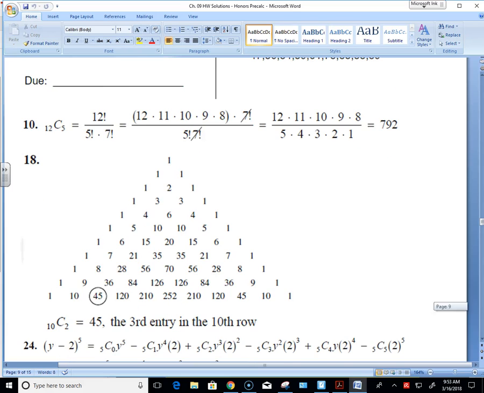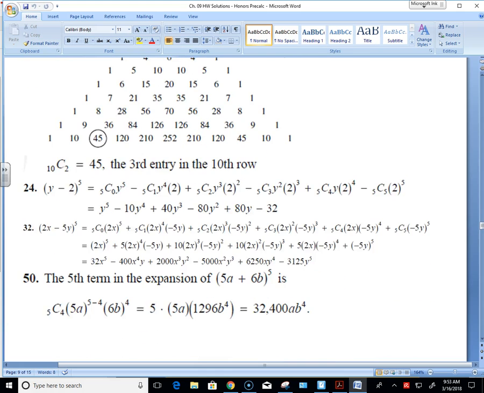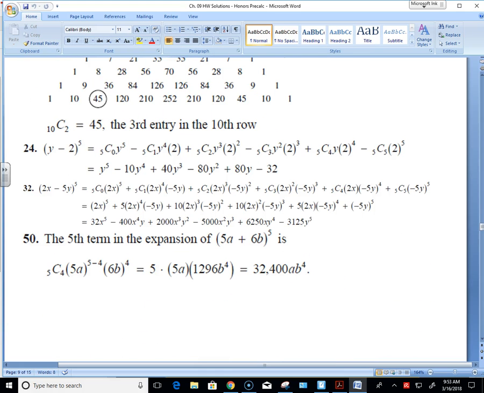Section 9.5. Number 10, 792. Number 18, 45. Number 24, let me give you a moment to check the expansion.